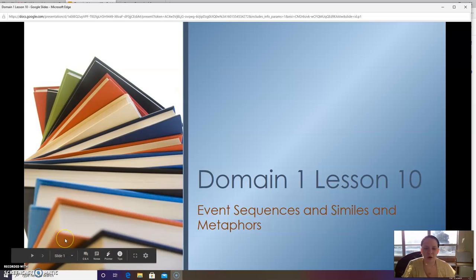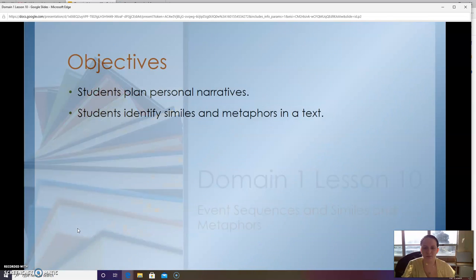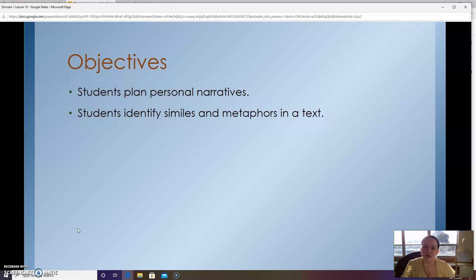Welcome back, 5th grade. We are on Domain 1, Lesson 10, Event Sequences and Similes and Metaphors. Our objectives for the lesson are to plan our personal narratives and identify similes and metaphors in a text.